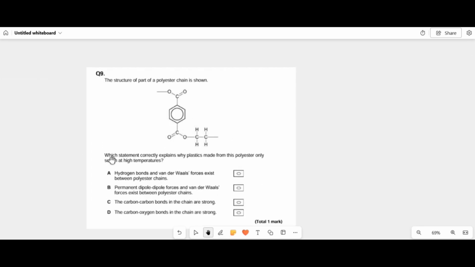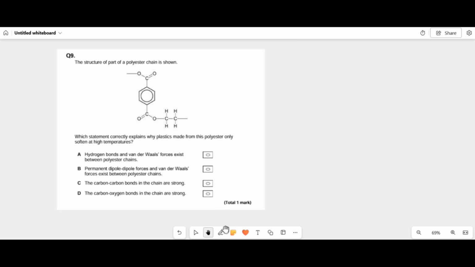Alright, question 9. The structure of part of a polyester chain is shown. Which statement is correct? Hydrogen bonds: there are no hydrogen bonds in this situation. There are dipole forces like that, but no hydrogen bonds. Permanent dipole forces, yeah, that's correct.